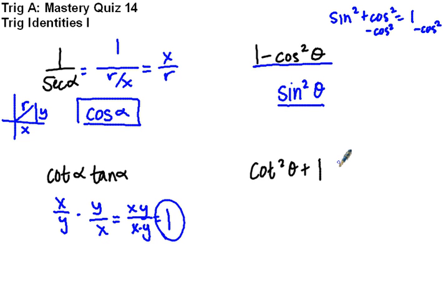Here's another one from the Pythagorean relationships. Cotangent squared theta plus 1 is cosecant squared theta. In these Pythagorean relationships, the co's go together. Cotangent goes with cosecant, and tangent goes with secant. That should help you remember that one.